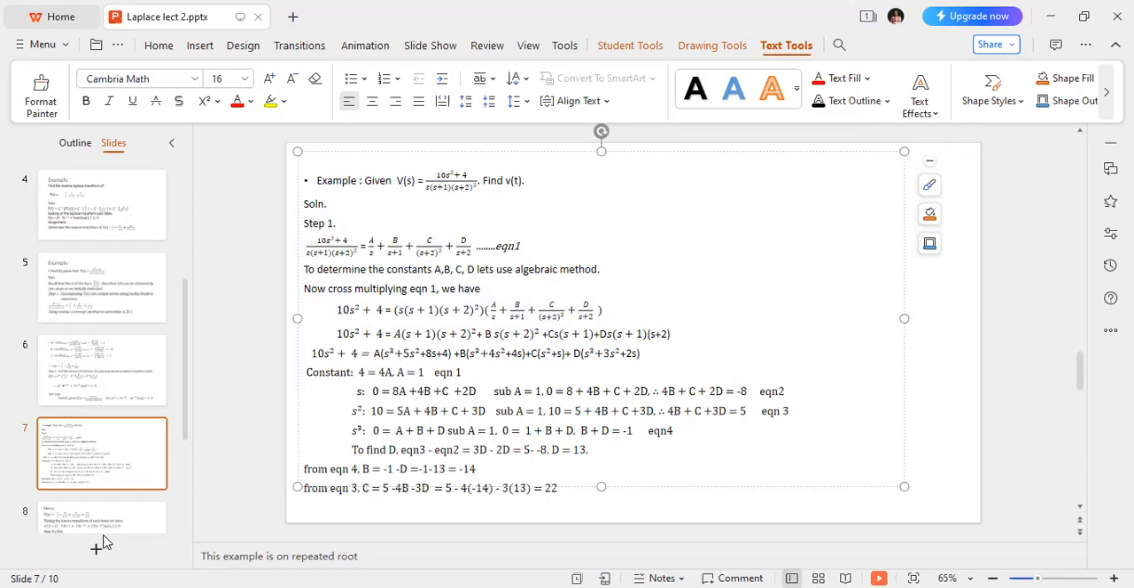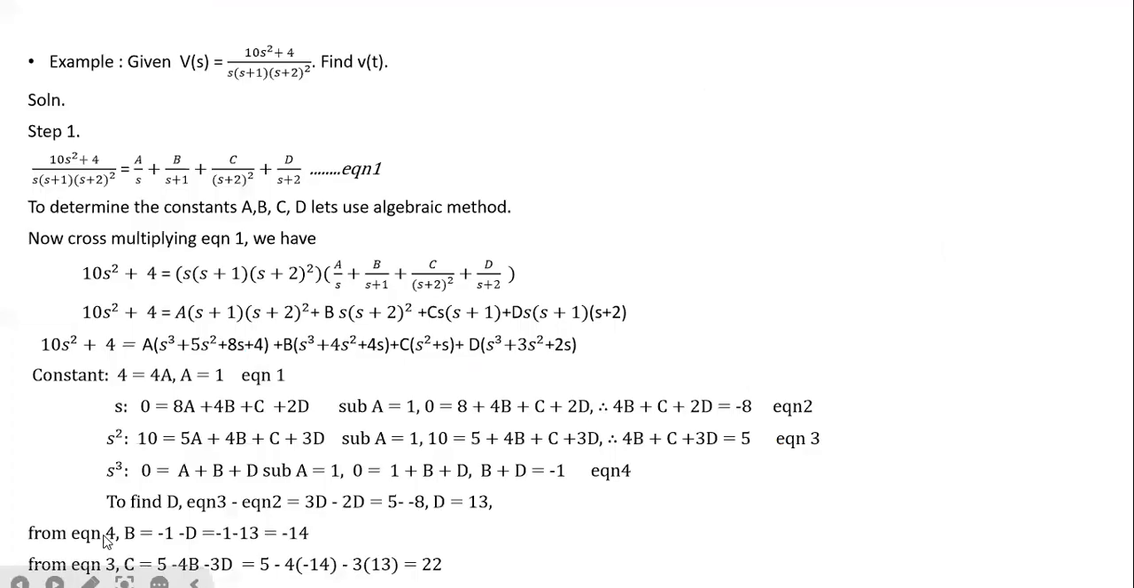Okay, so when we do that, let's look at that. So when we use our equation 3, we'll be able to say that c will be equal to what? 5 minus 4b minus 3d. Already we know what our b is, we know what our d is. On substitution, we're going to be having 22. So we've been able to find our constants, using the algebraic method.